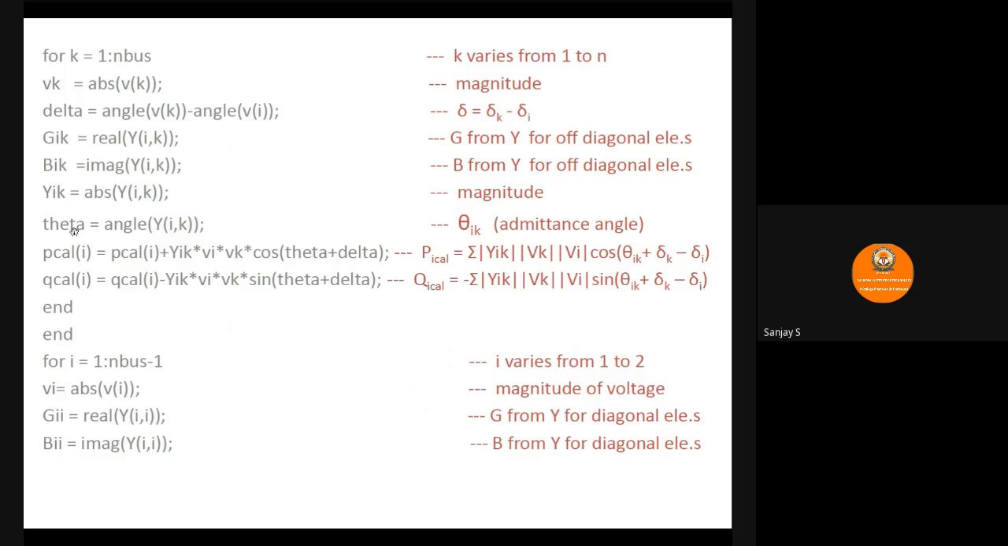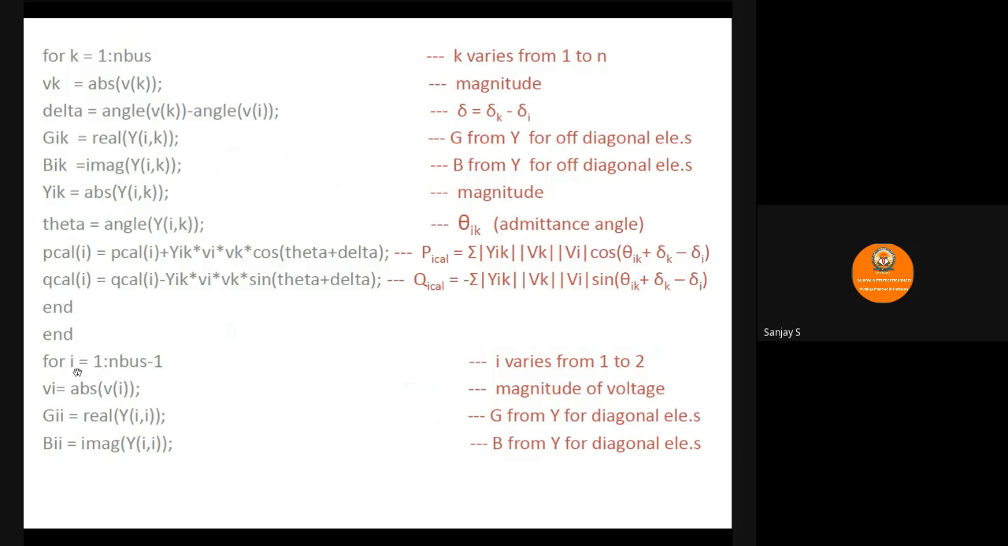Sorry, del k minus del i is being taken as delta here. So directly we can say theta plus delta, and Q cal of i will be equal to minus the magnitude of summation Y_ik V_k V_i sine of (theta_ik plus del k minus del i). The same thing is written as Q cal of i equals Q cal of i minus Y_ik V_i V_k sine of (theta plus delta). This ends the subprogram.